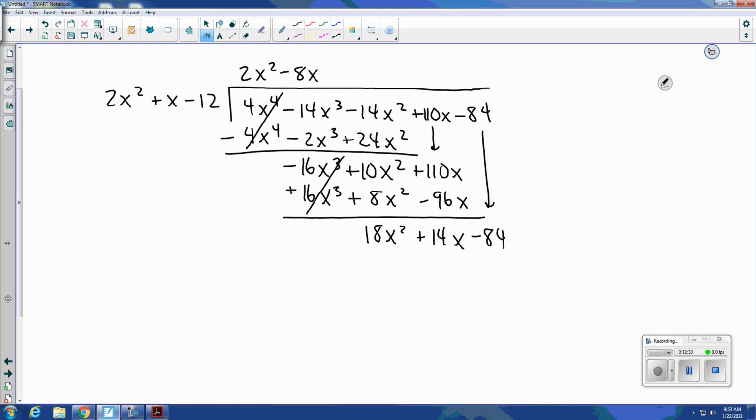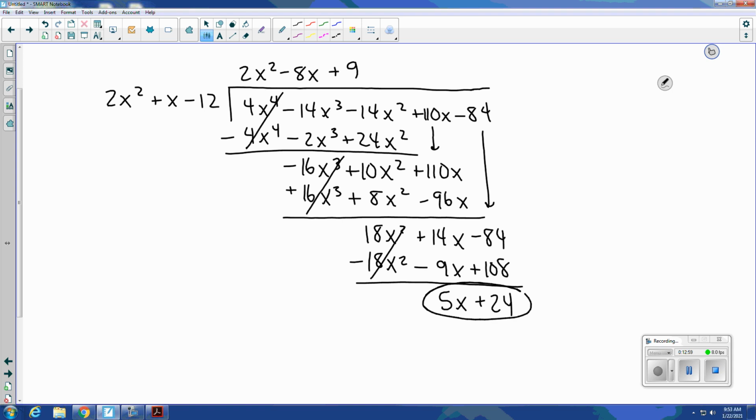Let's get our next term in the quotient. It's going to be 9. Multiply: 18x squared plus 9x minus 108. Subtract that line, so change the signs. Minus, minus, plus. Cancel. We're going to get, it looks like 5x and then 24. Okay, there's nothing left to bring down. So this linear binomial expression represents the remainder.